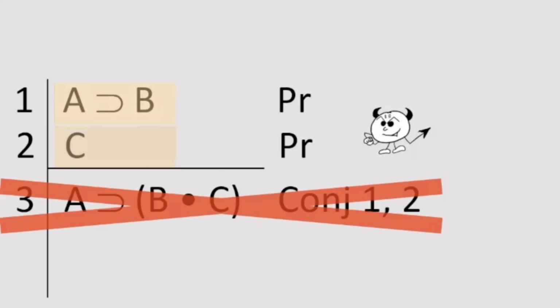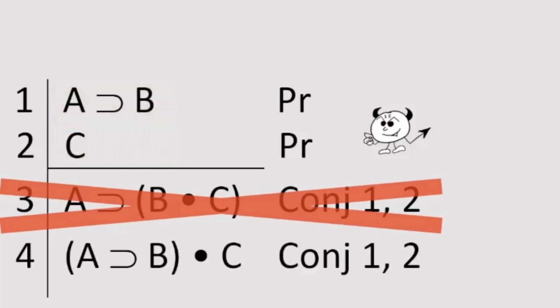The only way to apply conjunction to line 1 and line 2 is to take the whole proposition from line 1, the conditional in this case, embrace it in parentheses, and stick it in as the first conjunct, and take C to be the second conjunct. Of course, you could apply it in the alternative order.